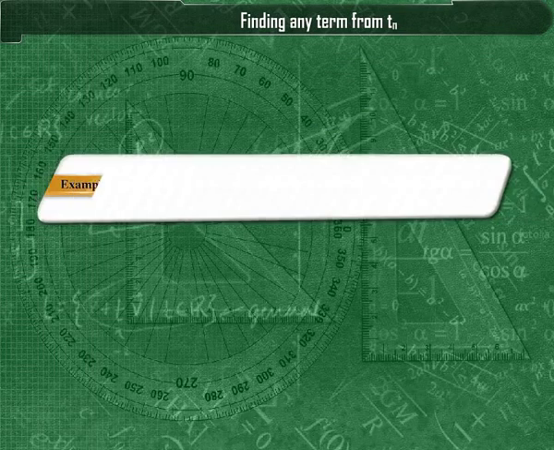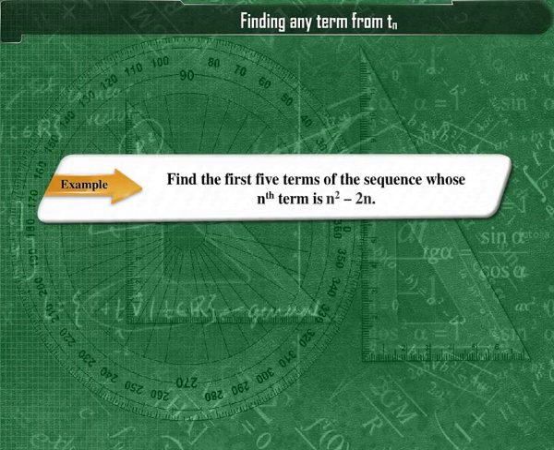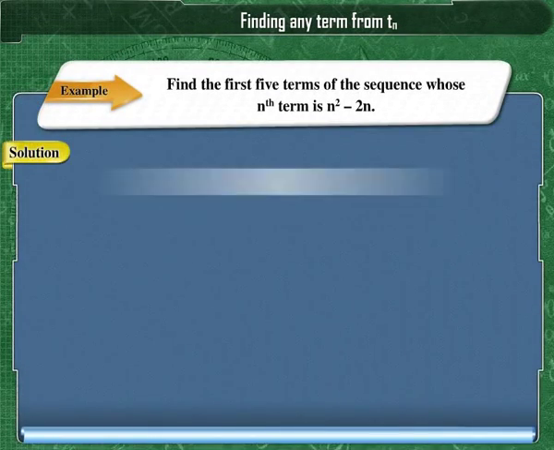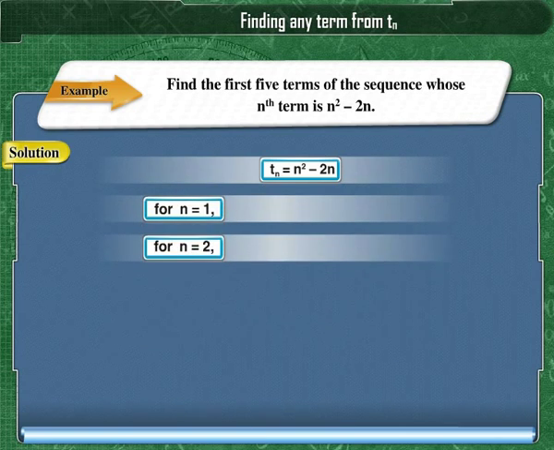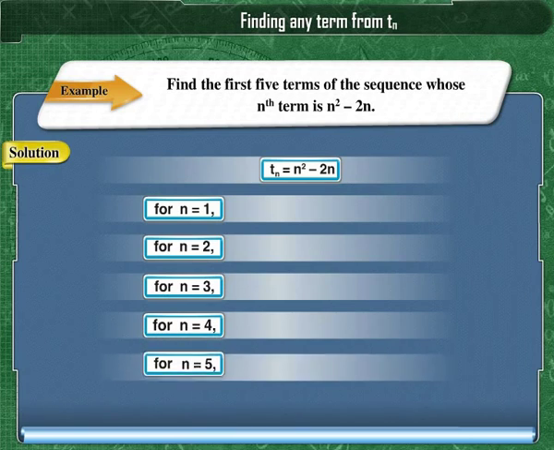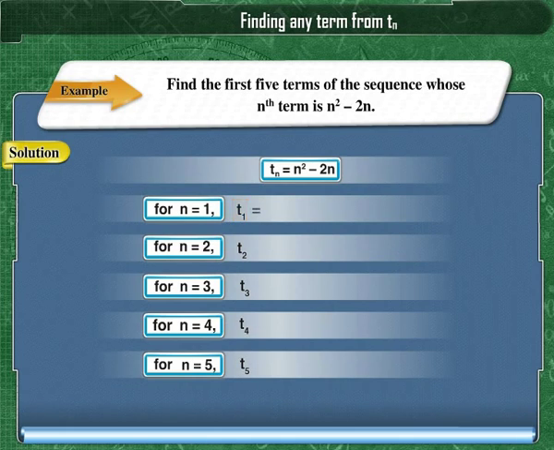Let us solve one more example. Here, Tn is given as n square minus 2n. Substitute the values of n as 1, 2, 3, 4 and 5 to get T1, T2, T3, T4 and T5 respectively. T1 is 1 square minus 2 into 1, which is 1 minus 2, which is minus 1.